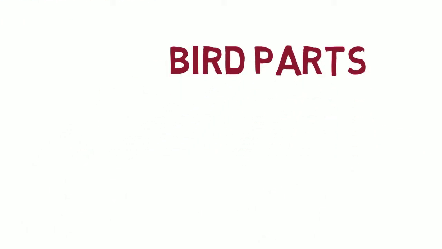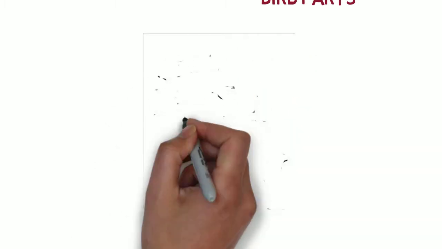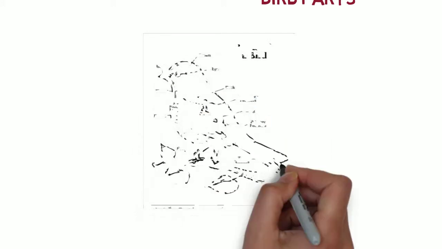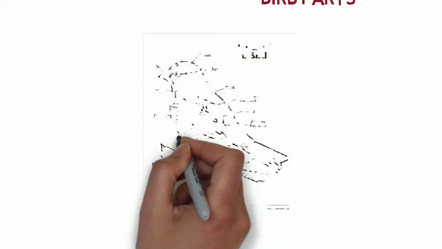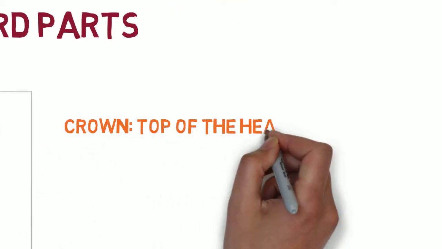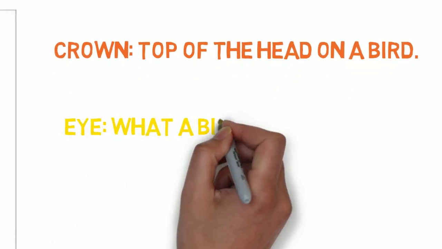Here are some bird parts that we are going to talk about today. These are the simplest of bird parts, and you will see this on your worksheet in front of you, and you can label these as we go, and we will talk about them a little more. First, we'll go over the crown. The crown is the top of the head on a bird.